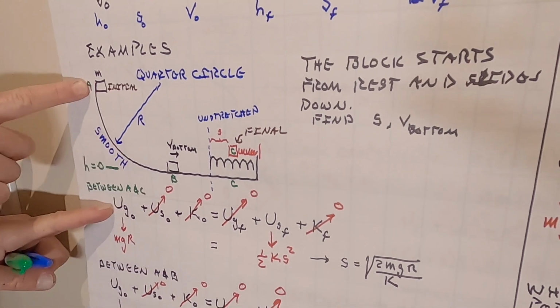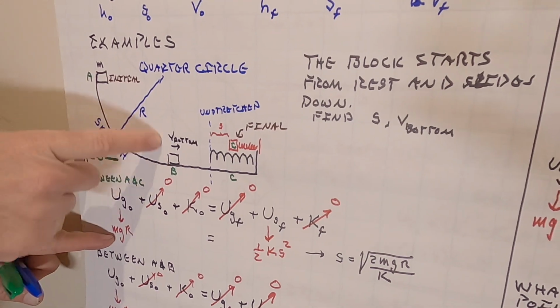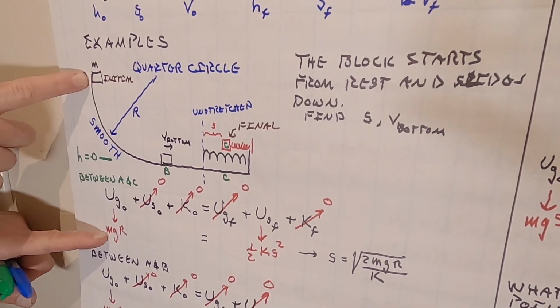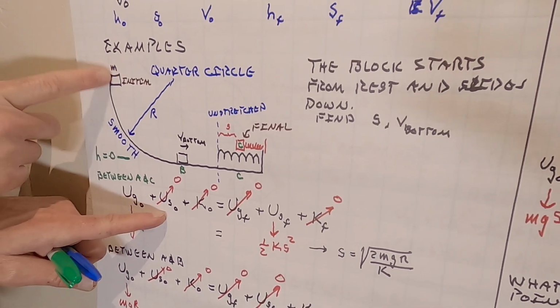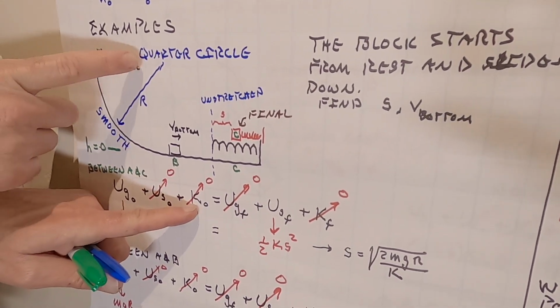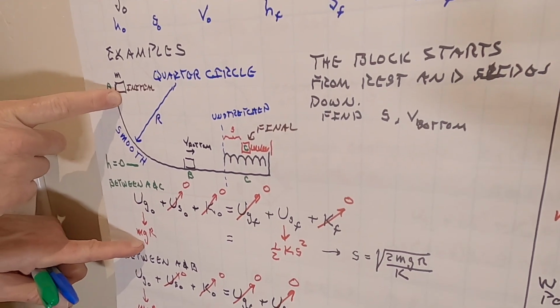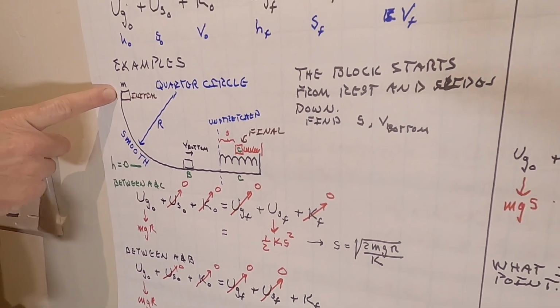So you notice right here, you've got potential energy. How high are you? That's a quarter circle, so that's R up. So it's mgR. The spring, you're not even using the spring. You're way over here. Your speed is 0. Start from rest. So all of your energy at this point was just mgR.